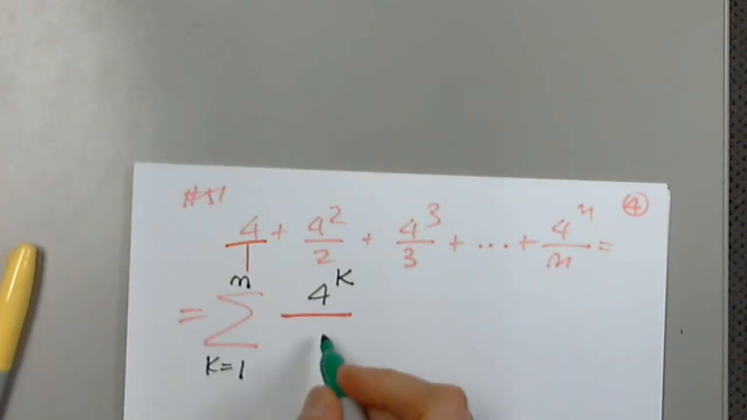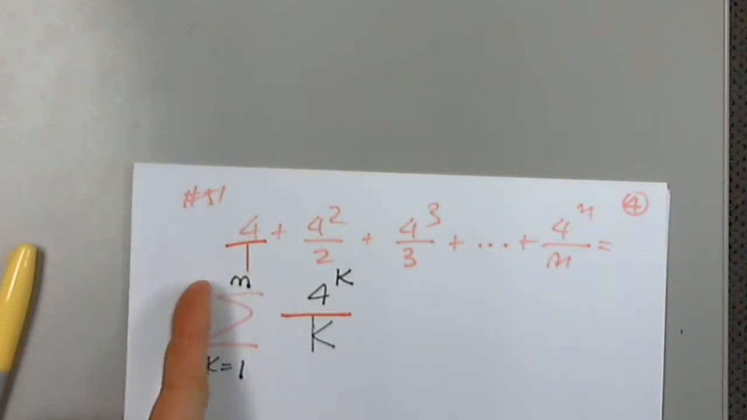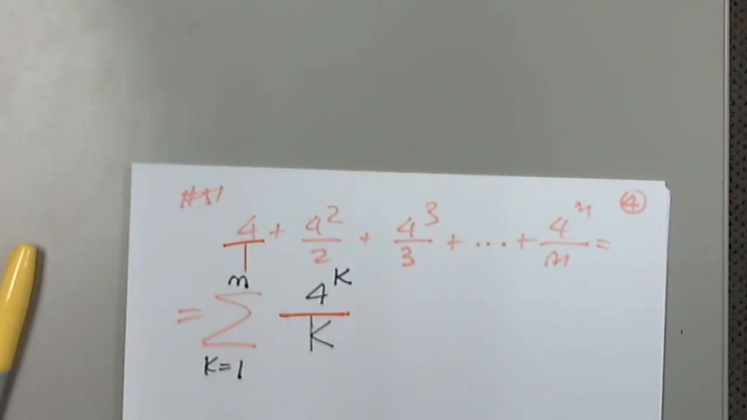Okay. Thank you. So let's check again. When k is 1, 4 over 1. When k is 2, 4 squared over 2. When k is 3, 4 cubed over 3, and so on and so forth. When k is n, 4 to the nth over n.